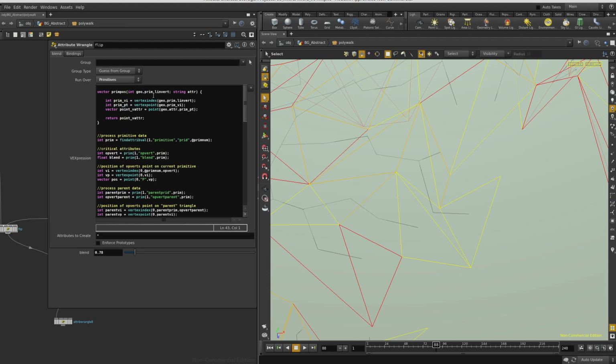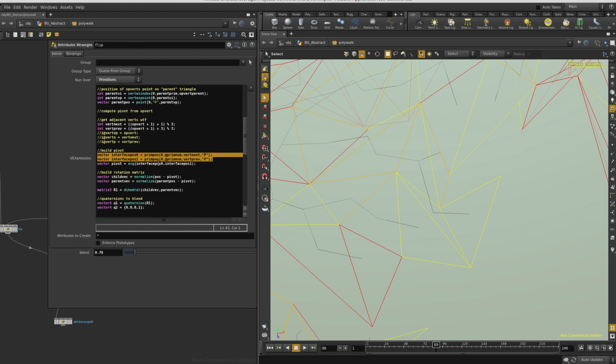I am using this formula, and that's just vertex ID, vertex point, which returns the positions of these two, and then we average them together, and then we get a point in the middle, right on this line. And so then what we can do is build a rotation matrix, because we can get this center point and this center point.